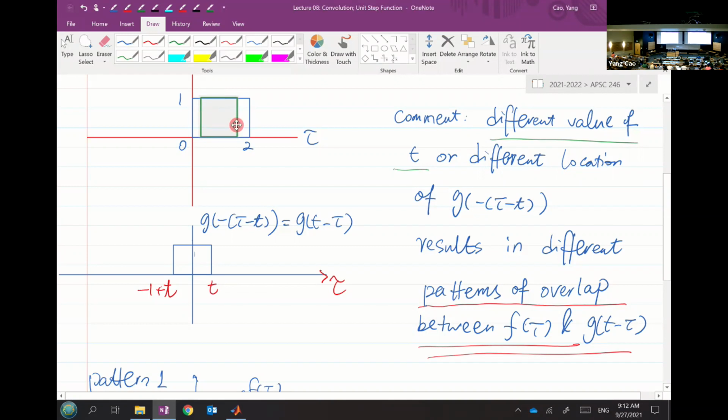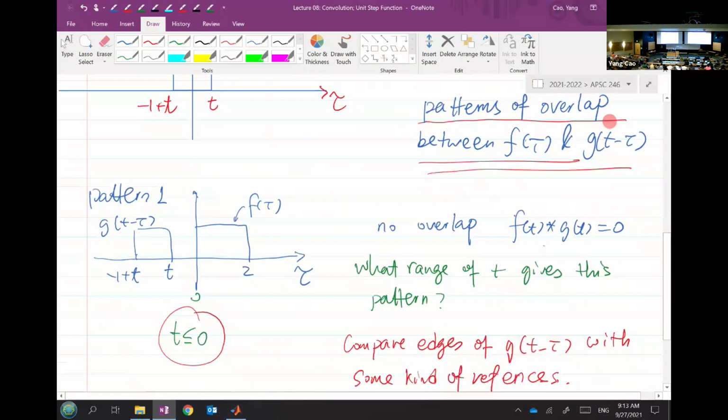What would be the fourth pattern? It'll overlap this range here. And the last pattern is completely out of range and becomes 0 again for the multiplication, right? No overlap again. So that's how you can identify the patterns. So the second pattern will be over here. So let's draw this second pattern.